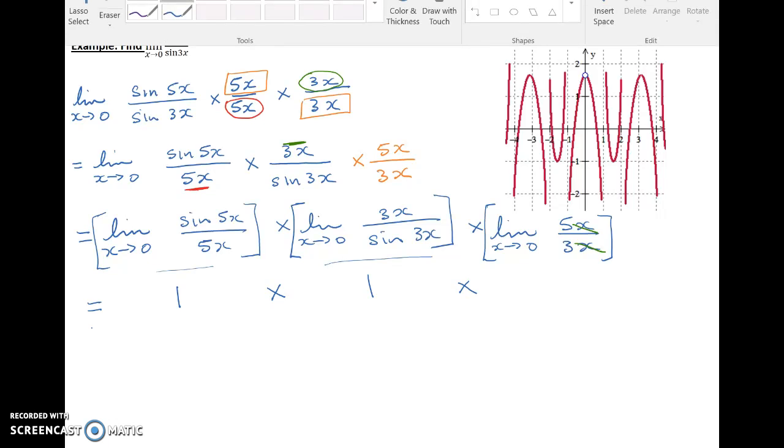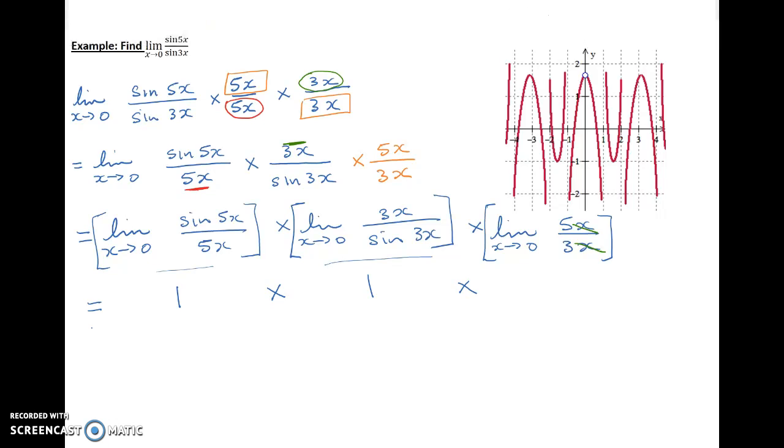Now, we do know from last year that the limit of a constant, 5 over 3, is just the constant itself. So the limit as x approaches anything of 5 over 3 is just going to be 5 over 3. It doesn't matter what x is approaching. So we have 1 times 5 over 3, so the limit is 5 over 3, our answer.